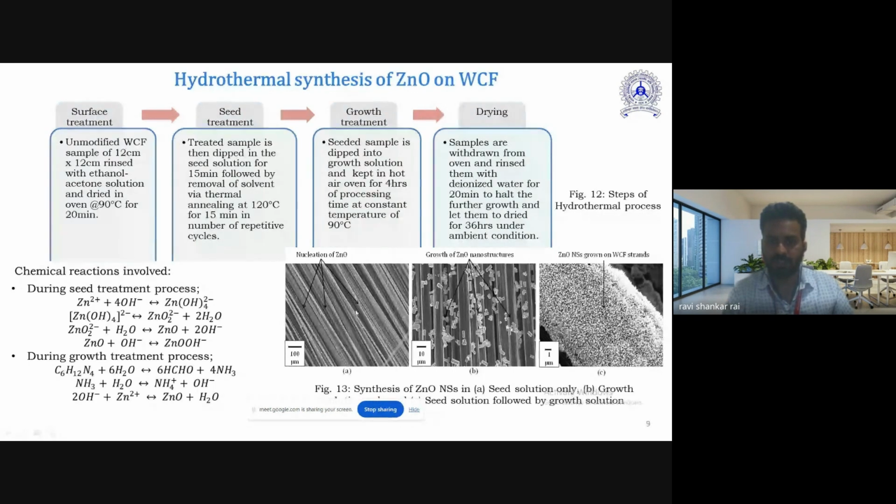As you can see in Figure 13A, the sample is treated with only seed solution, and in Figure B, the sample is treated with the growth solution only, but there is no subsequent growth. If we use the seed solution followed by the growth solution, meaning we initially treat with the seed solution and then the growth solution, then you can see various nanostructures, like nanowires, have formed on the woven carbon fiber strands.